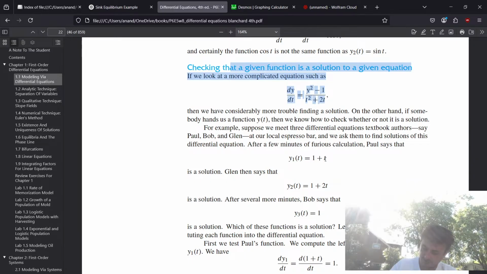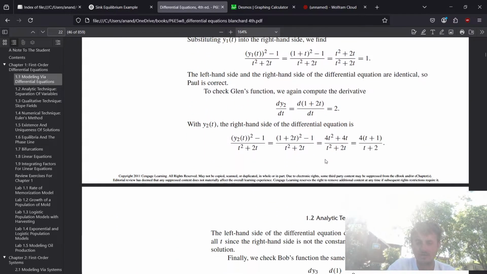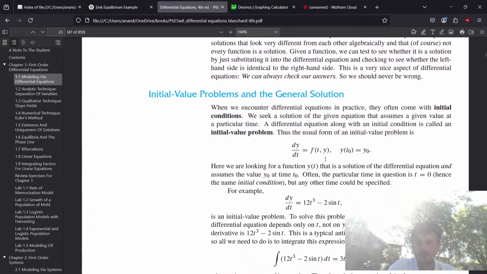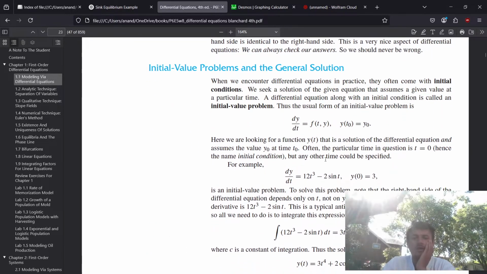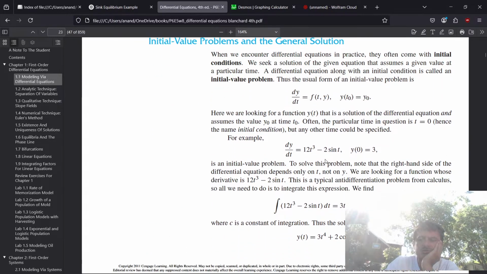And so here we get 1 plus 2t plus t squared minus 1. This cancels. 2t plus t squared. This cancels to 1. So we get 1 equals 1. So there we go. We verified it. Okay. Now we can go on. IVPs and general solutions.